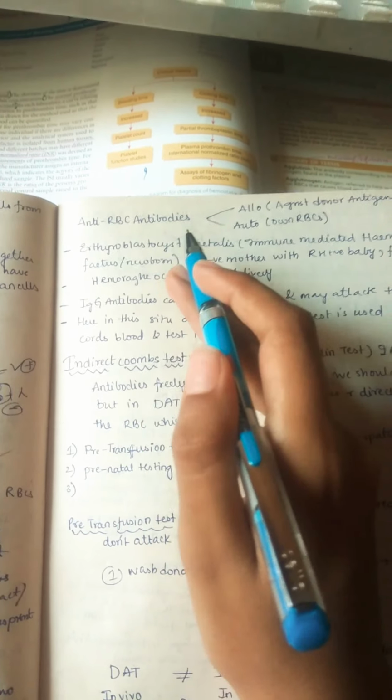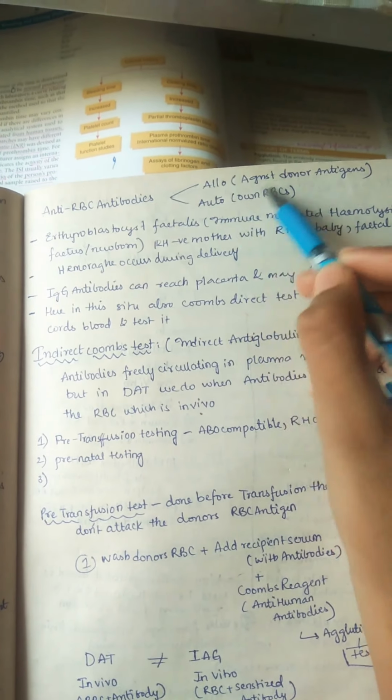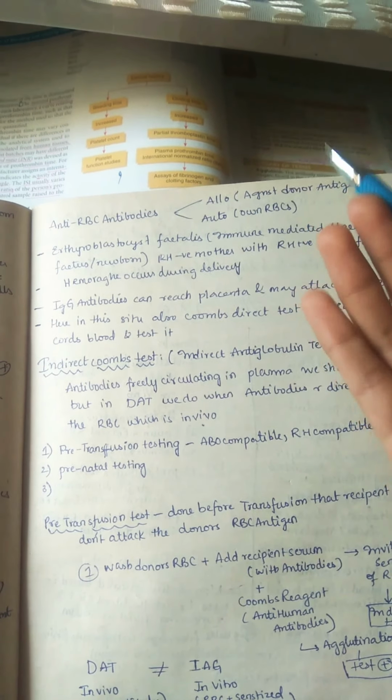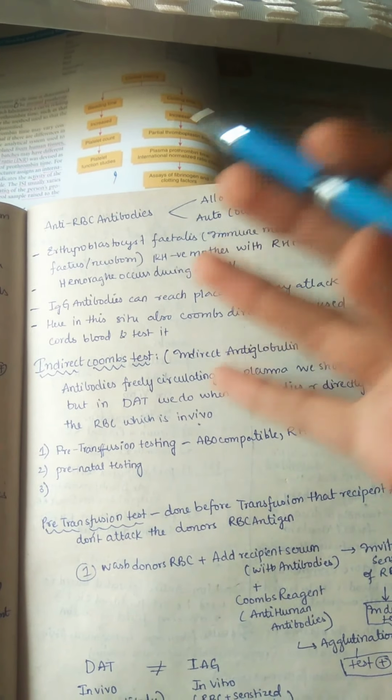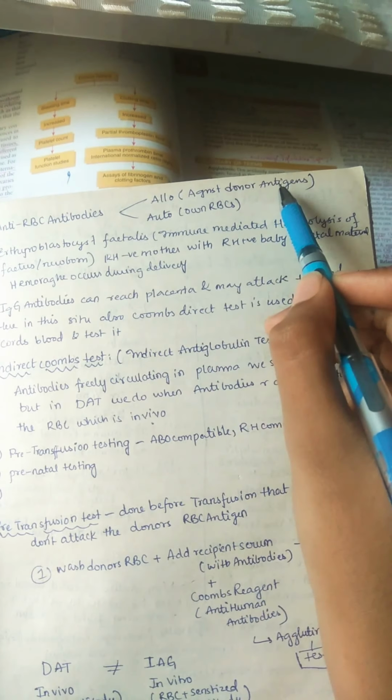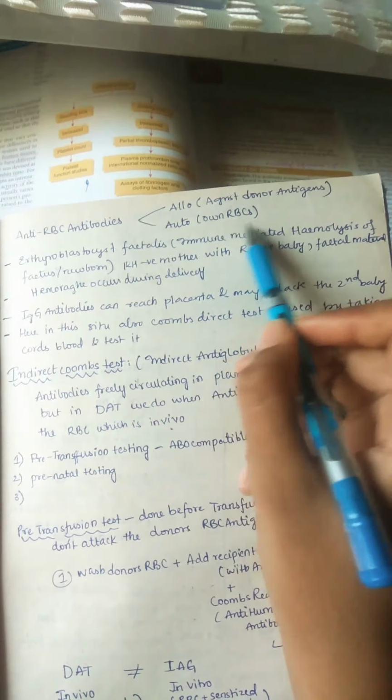Anti-RBC antibodies are mainly of two types. We have seen already, allo type and auto type. Allo means, in the case of A blood group, they form anti-B, so they are not forming antibody against the self antigen. So this is allo, against the donor antigen, right? Auto means they are forming the antibody against the own RBC only, and that is called auto.